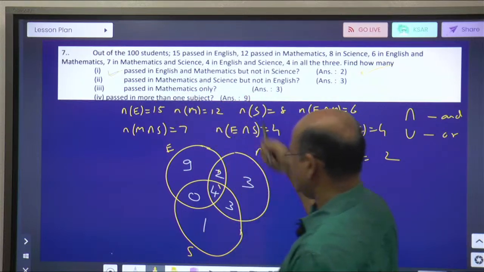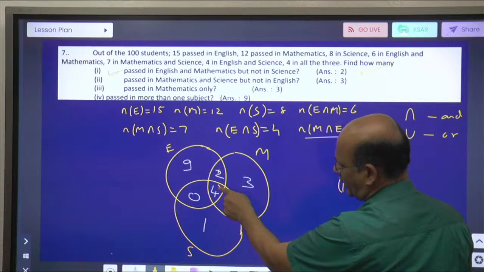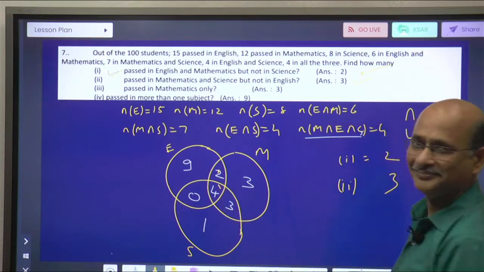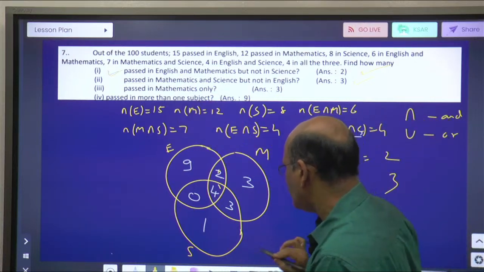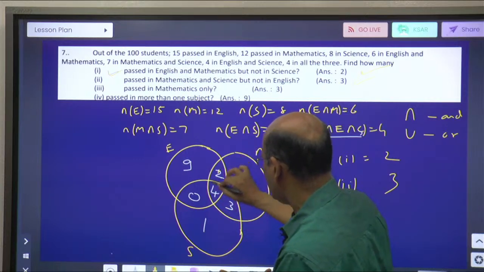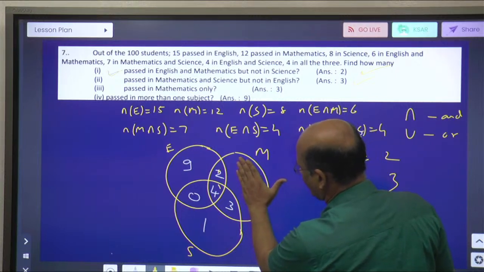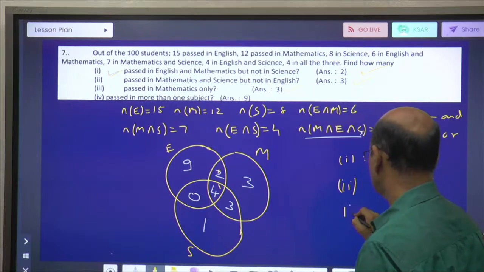Passed in mathematics and science, but not in English. How many are there? 3. Simple. Then passed in mathematics only. Now look at this. Which is the only part of mathematics? This is the only part of mathematics. So again 3. Done.